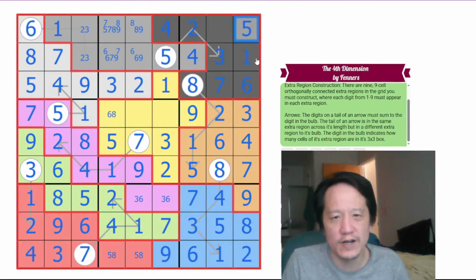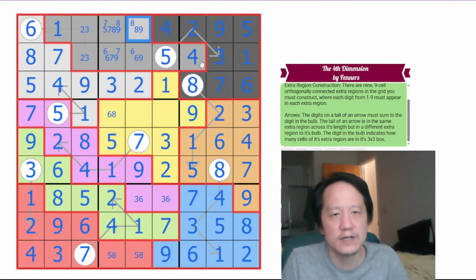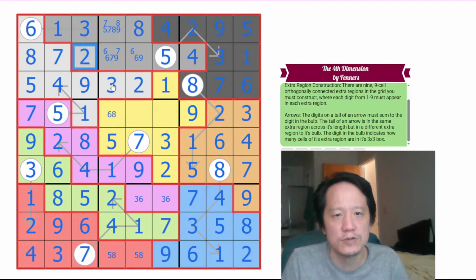That leaves 5 as the remaining digit in column 9. And in column 8, we have 9. That eliminates 9 here, which makes that 8. This 2 eliminates 2 here. It's 3 and 2.